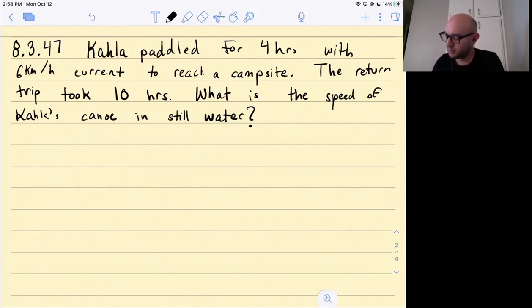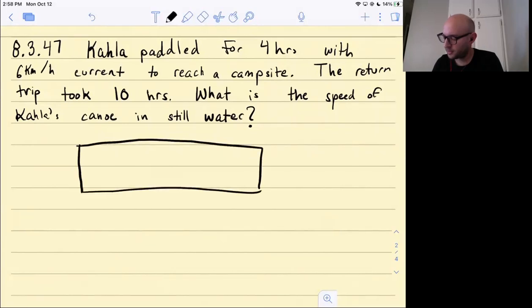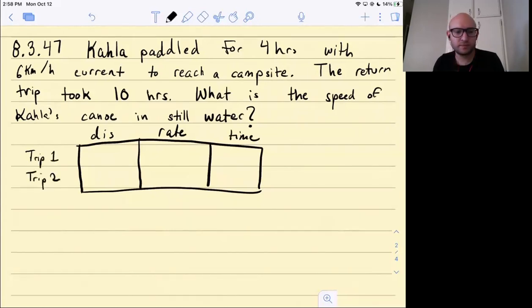So let's make the table. I don't know why I made it so big, but distance, rate, and time. And this is trip 1. This is trip 2. Okay.